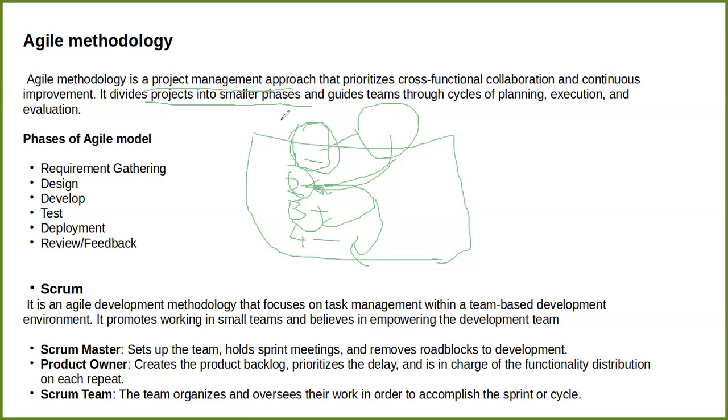So the whole project or whole requirement is divided into small parts, and then that part will be developed. So here the first iteration will be called one sprint.